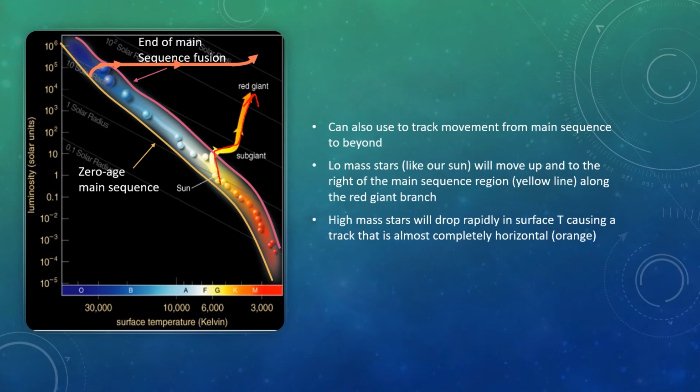High mass stars, though, will rapidly drop in surface temperature at a relatively steady luminosity, causing their track to go nearly horizontal, rather than going up or down. So they pretty much stay the same luminosity because they're already kind of big. And it's just because they're already really hot, so they're already super luminous. And they're expanding but cooling off some, causing them to basically remain the same. Just maybe they'll be red giants instead of blue giants.